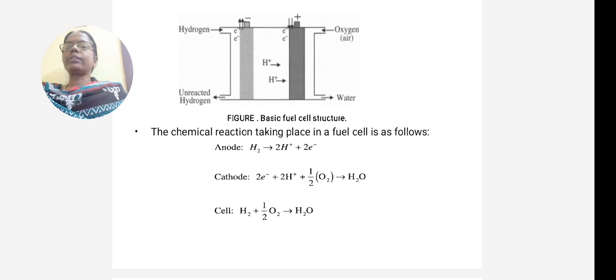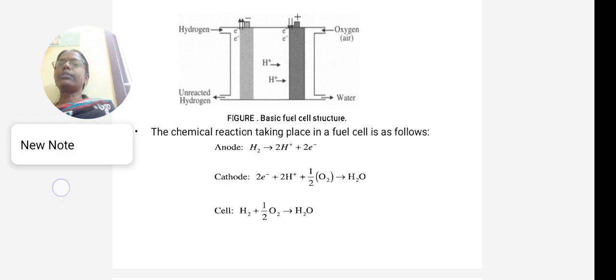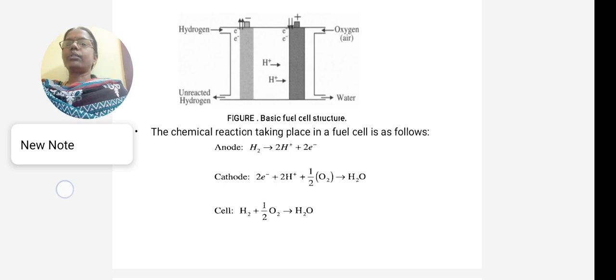On the cathode side, the oxygen combines with the negatively charged electrons and becomes negatively charged oxygen. Then the oxygen combines with the hydrogen, which produces H2O. So finally, hydrogen and oxygen combine to produce electricity and also water.